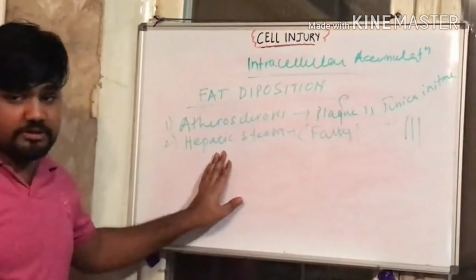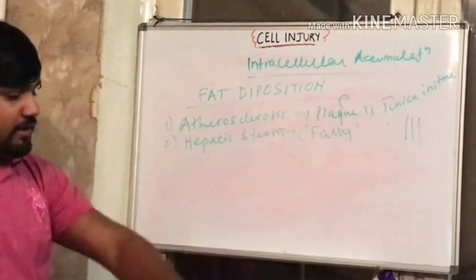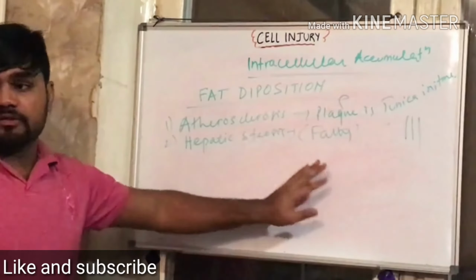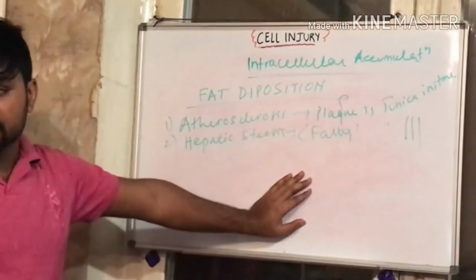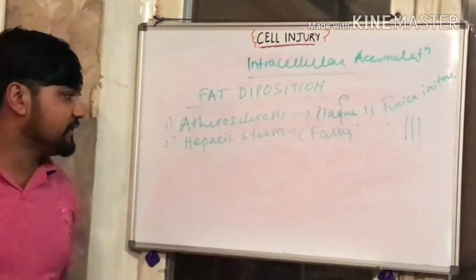Now, how to understand hepatic steatosis? It is generally due to two reasons. One is alcoholic hepatic steatosis, that is due to alcohol. We will study it in liver pathology. The other is non-alcoholic hepatic steatosis, due to consumption of more junk food like Chinese and German food, all these things.